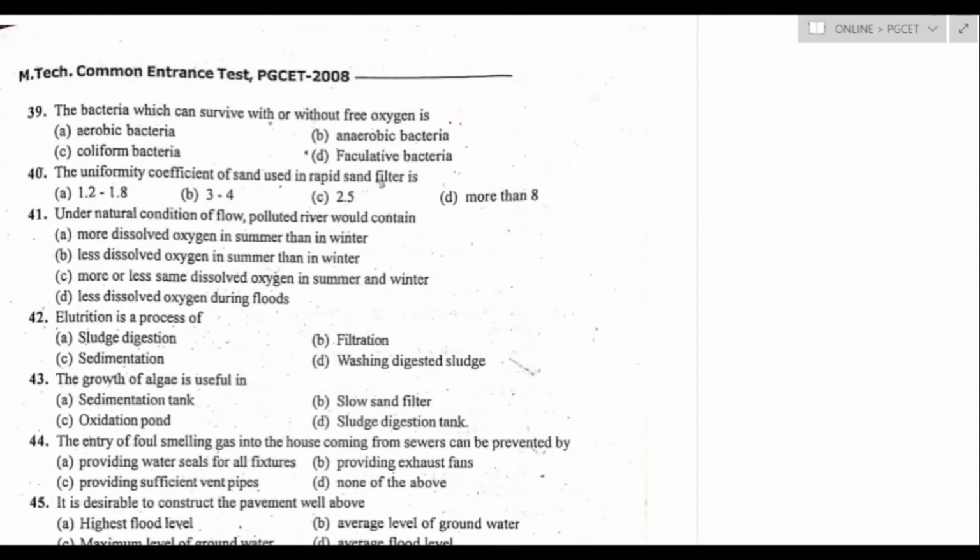Question number 39. The bacteria which can survive with or without free oxygen is facultative bacteria. Option D is the right answer. These types of bacteria can be grown in plenty of amount in the absence of air, and they can also survive with or without free oxygen. So D will be the right answer, option D.